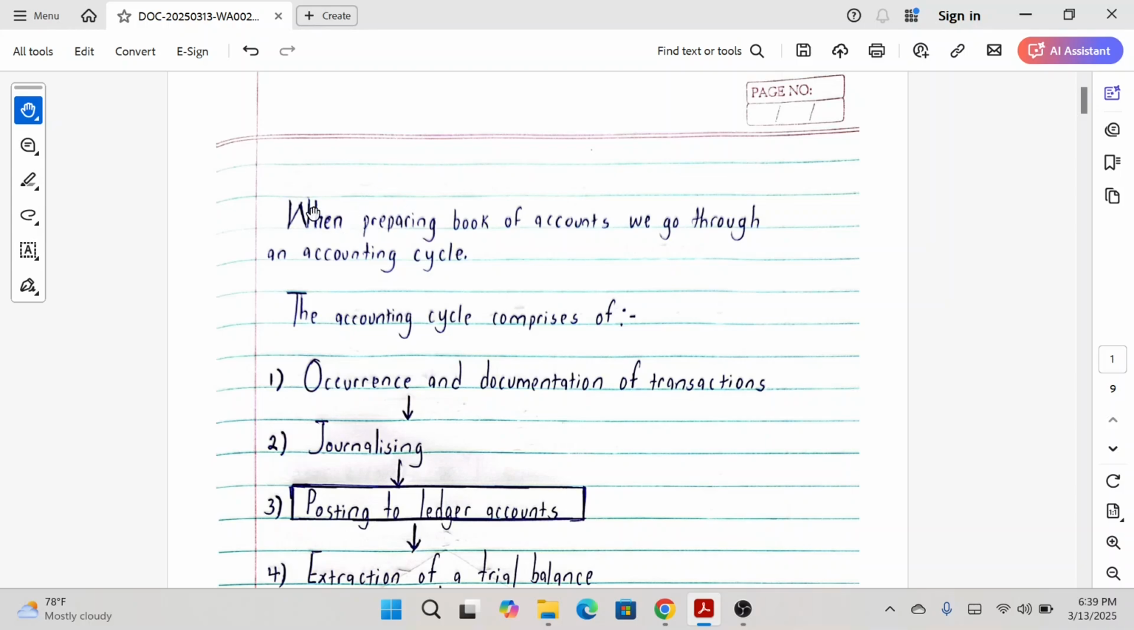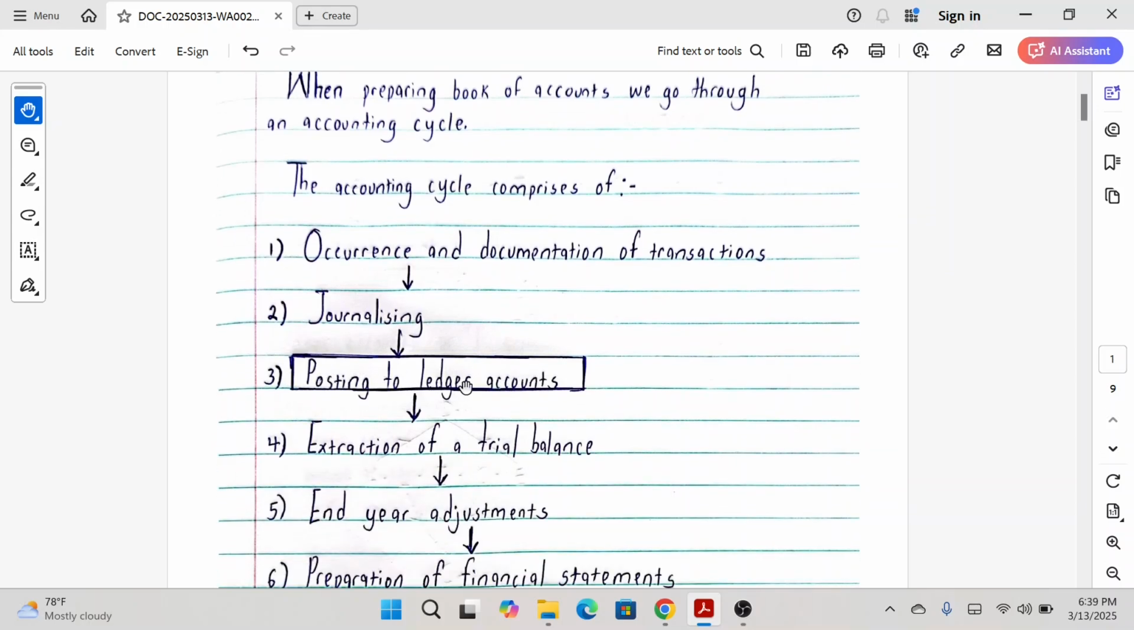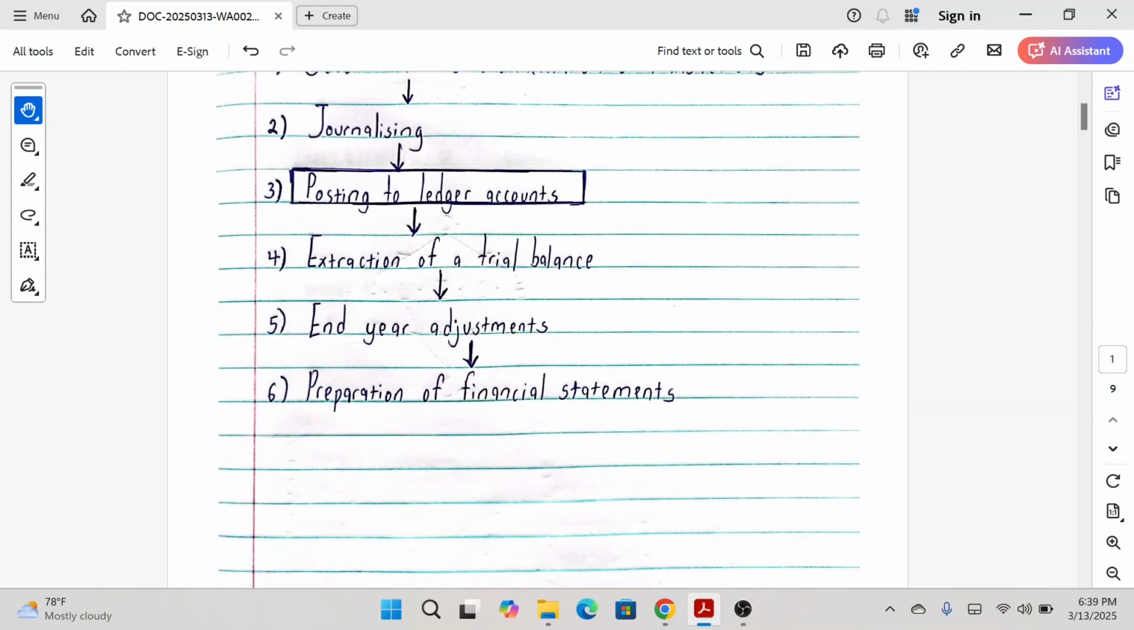Before I start off with posting to the ledger account, I want you to know that when preparing the books of accounts, we go through an accounting cycle. The accounting cycle comprises the occurrence and documentation of transactions, then journalizing, then posting to the ledgers, which we are going to be mainly looking at today, then extraction of a trial balance, then the end of year adjustments, then the preparation of financial statements.